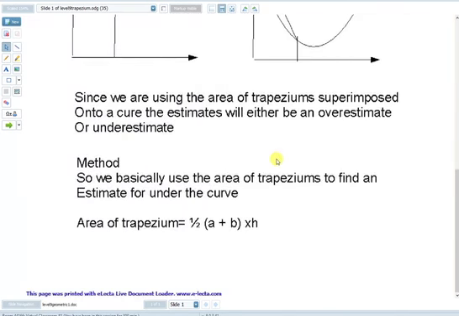So we are using the area of trapeziums, which are superimposed onto a curve, to estimate the area under a curve. The formula for the area of a trapezium is a half times (a plus b) times h. Of course a and b are the two parallel sides of different lengths, and h is the distance between the two parallel sides.